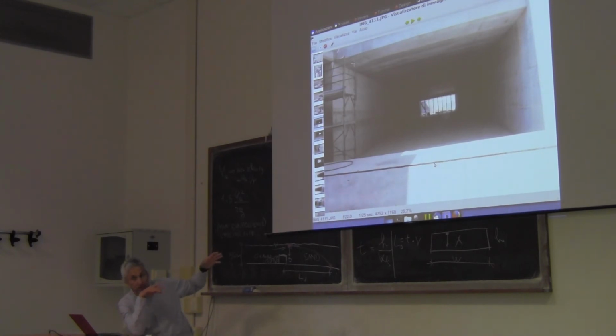It's a closed channel. The reason why they wanted to close it is to minimize the environmental impact. The idea was that everything was undergrounded in order that nothing could be clearly visible in the landscape.